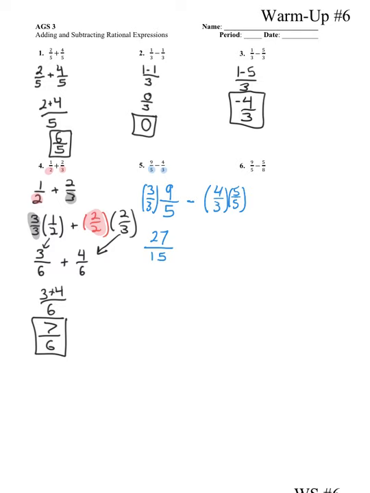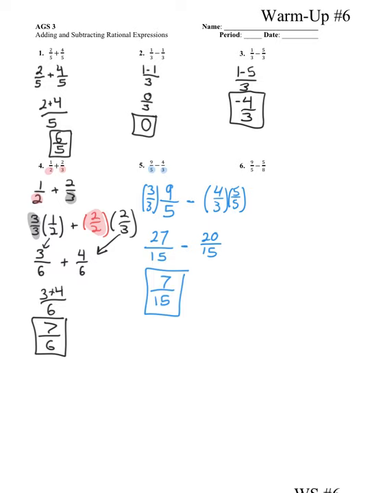I'm going to get 27 over 15 minus 4 times 5 is 20 over 15. So I get 27 over 15 minus 20 over 15. That's going to be 7 over 15. 27 minus 20 is 7. And that's what number 5 is going to look like.